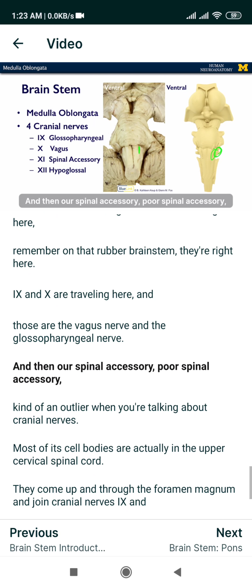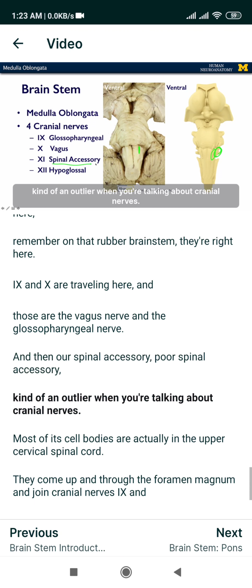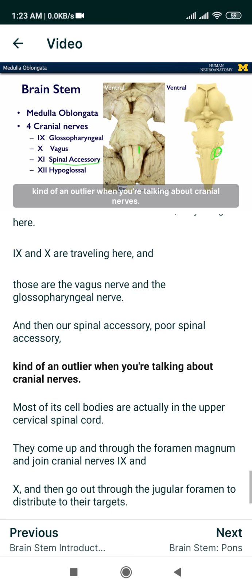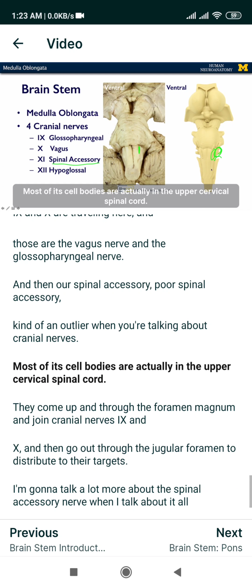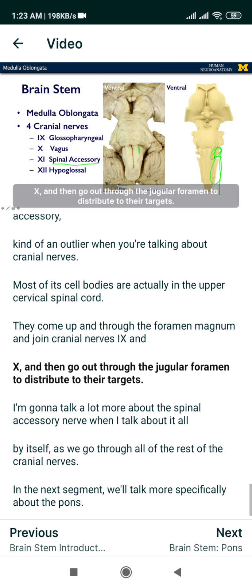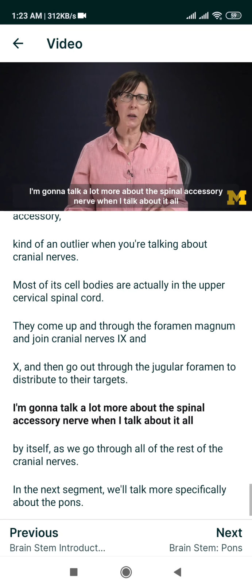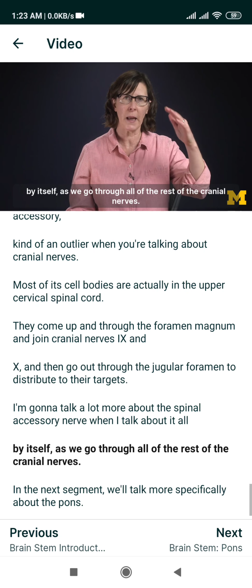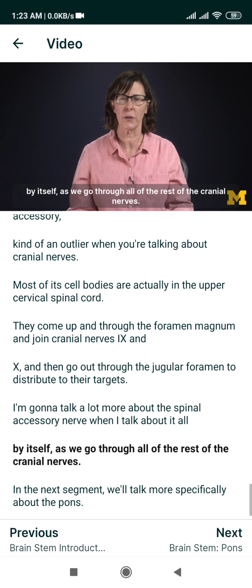And then our spinal accessory, poor spinal accessory, kind of an outlier when you're talking about cranial nerves. Most of its cell bodies are actually in the upper cervical spinal cord. They come up and through the foramen magnum and join cranial nerves 9 and 10, and then go out through the jugular foramen to distribute to their targets. I'm going to talk a lot more about the spinal accessory nerve when I talk about it all by itself as we go through all of the rest of the cranial nerves.